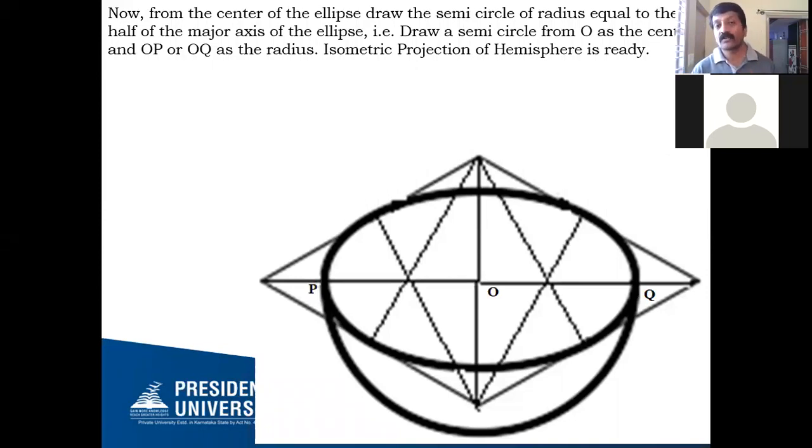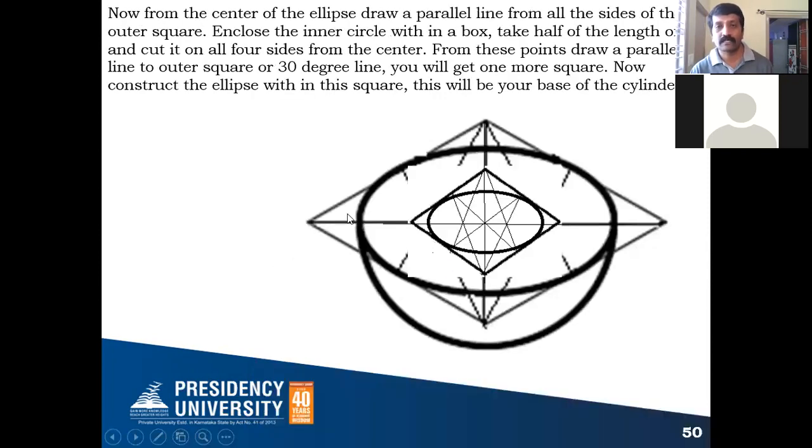Above this, what we need to do? Above this, we need to construct the cylinder exactly at the center. So for this, what exactly is the construction work we have to do? In your center, we know here, this is the center. So next, let me explain on the next slide. After getting the center, you draw a parallel line to the outer box like this, or a 30-degree line, whichever way you can understand. So from this center point, you draw a 30-degree line on the four sides.